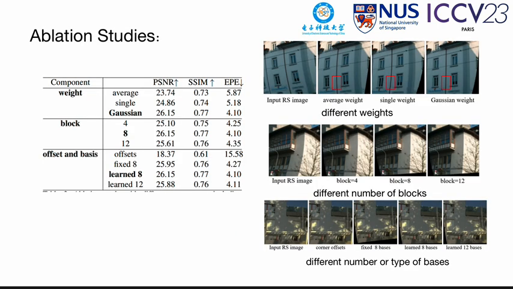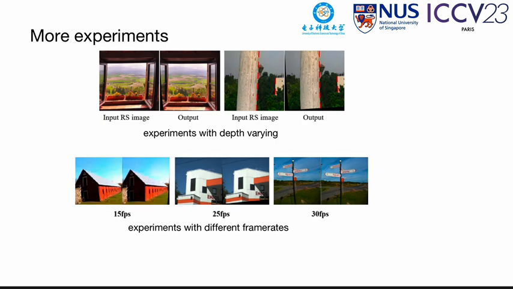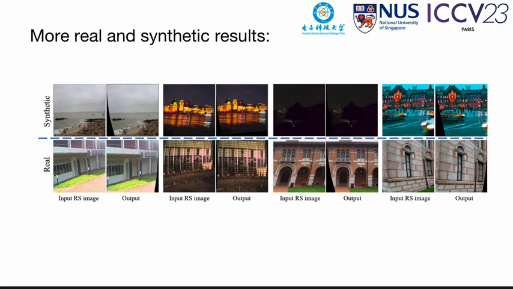We do ablation studies from 3 perspectives. First, choose different weights to combine the homography bases. Secondly, choose different number of blocks. And finally, choose different number of or type of bases. We also conduct more experiments with challenging cases like depth varying and experiments with different frame rates. There are some more results on both real and synthetic data as shown.